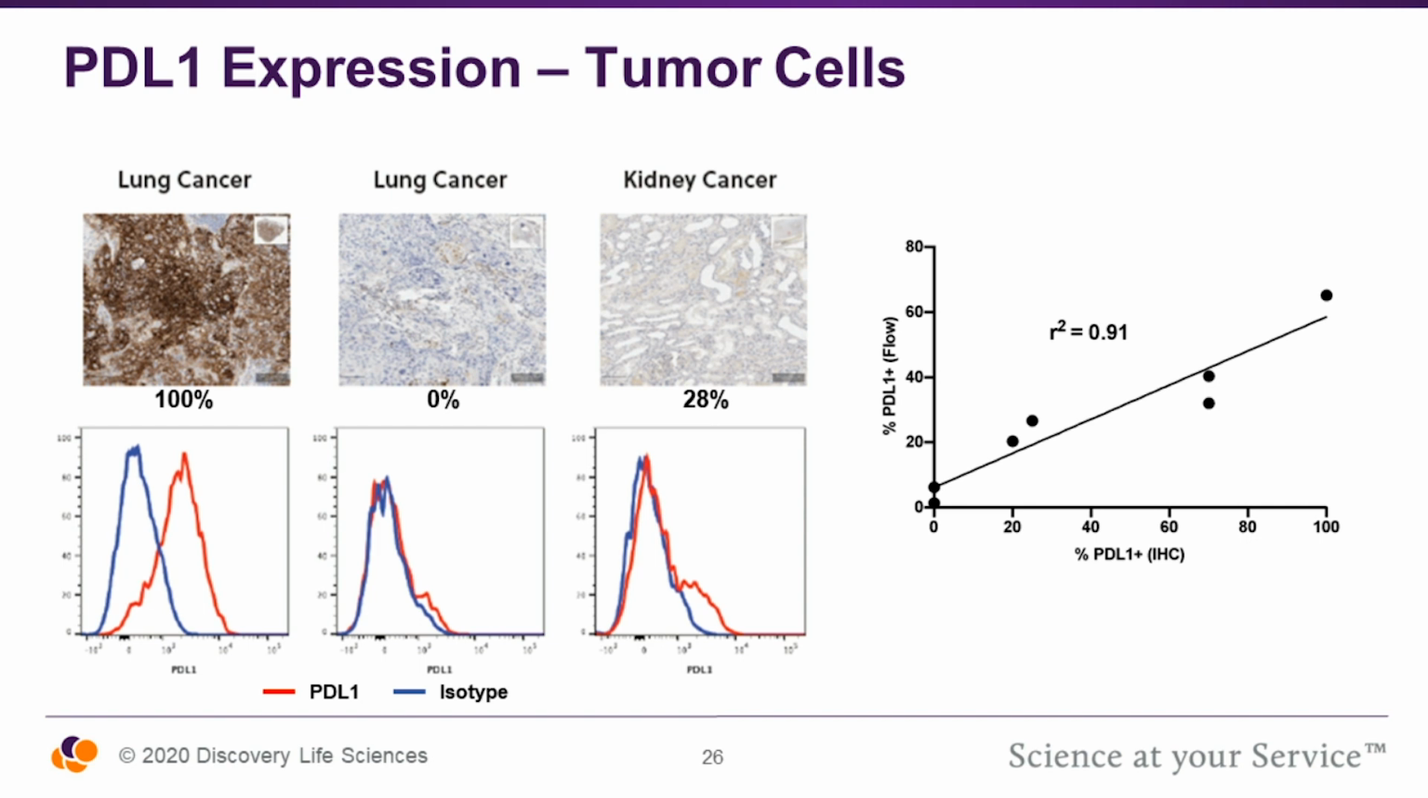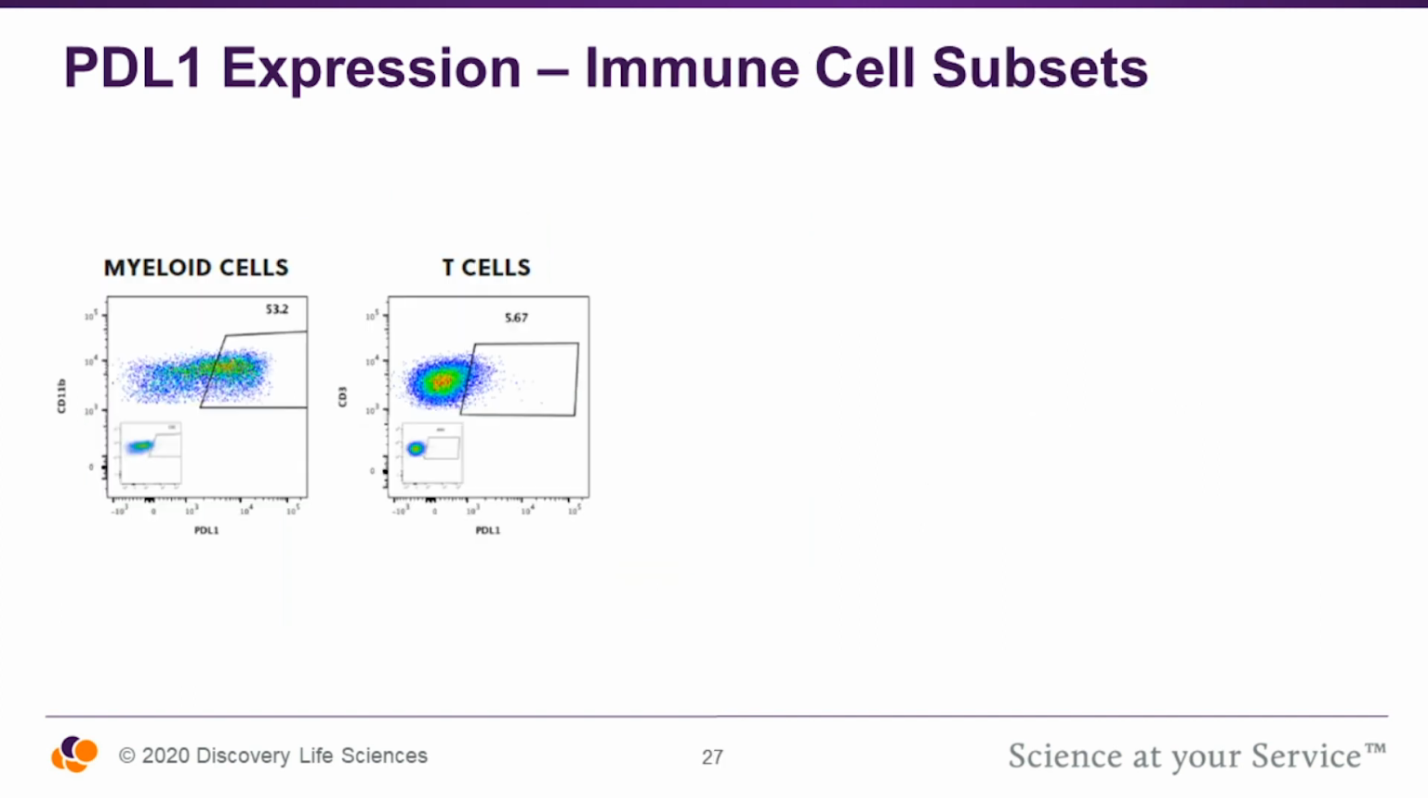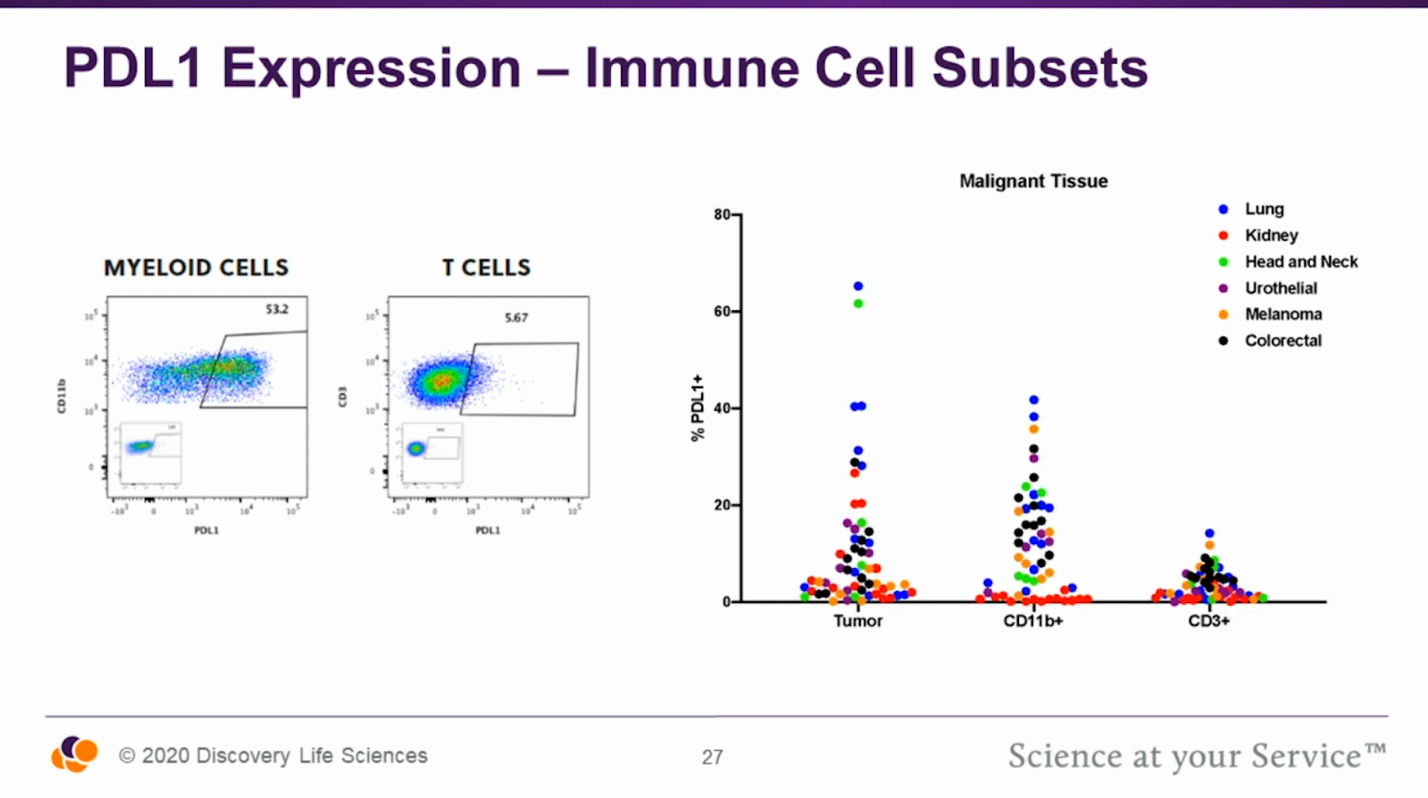And over all the samples we've done, we see a high degree of correlation between the percentage of PD-L1 positive cells by IHC compared to the percentage of PD-L1 positive cells by flow. The nice thing about flow, and the advantage of flow, is that it has multiple markers. So we can now get a little more granular as to what other cell types within the tumor microenvironment might express PD-L1. In this case, we looked at the myeloid compartment as defined by CD11b expression or T cells by CD3 expression and found that there was evidence of PD-L1 expression in both of these subsets, although it was very low in T cells.